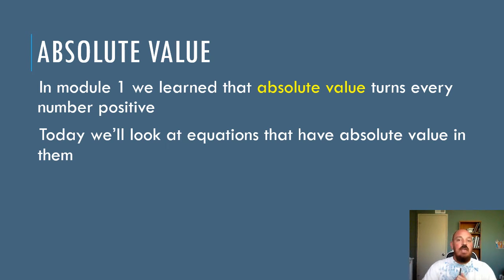Now what we're going to do today, instead of just looking at numbers, we're going to look at equations that have absolute value in them, or expressions, things with a variable. And that makes it a little trickier. So let's start off today by talking about this equation right here. Now remember, those two vertical lines mean absolute value. So this in words says the absolute value of x plus 5 equals 8. So let's take that and break it apart and see if we can figure out what x might equal.